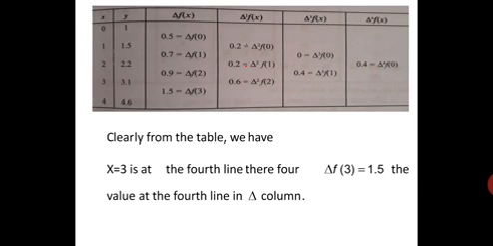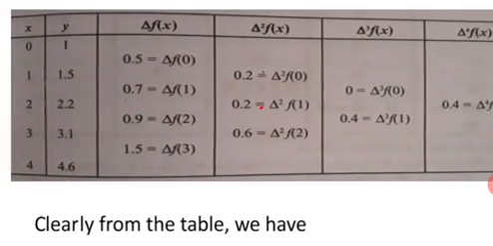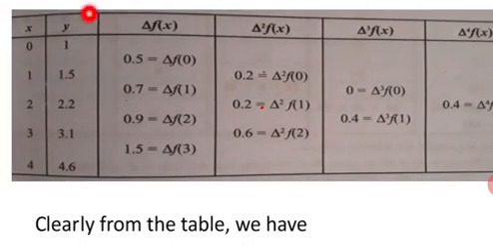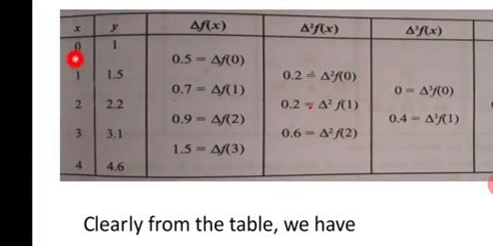Now you can see it here. We have constructed the forward difference table. We can say the x values are here. All these are x entries: 1, 0, 1, 2, 3, 4. And the y's are whatever he has given. We have written it here: 1, 1.5, 2, 2.2, 3.1 and 4.6.